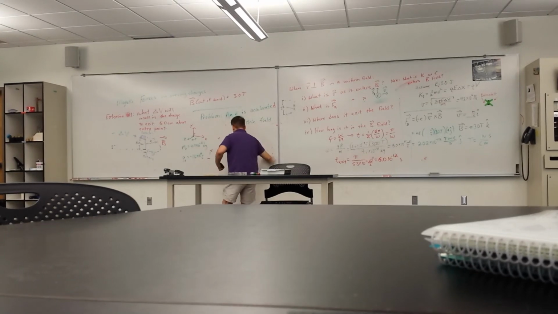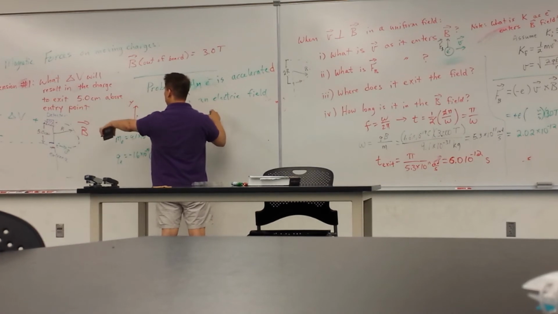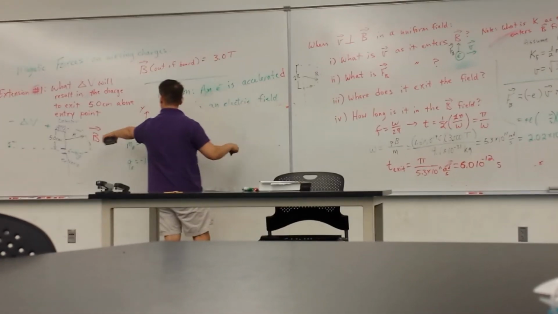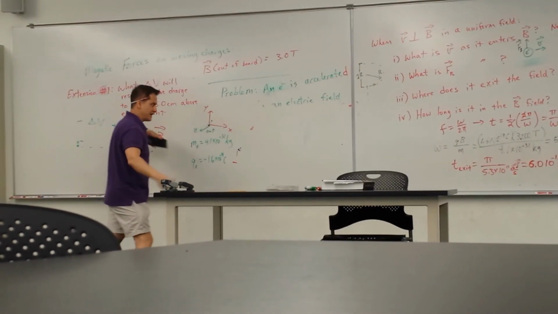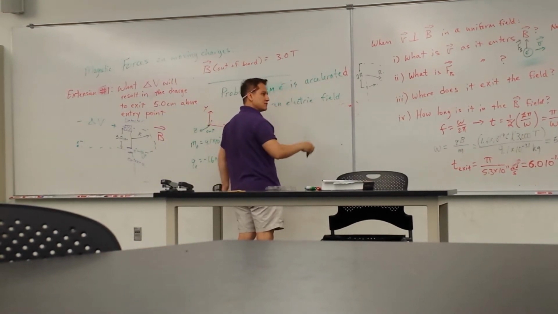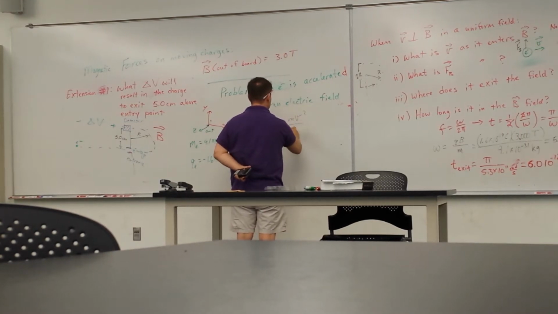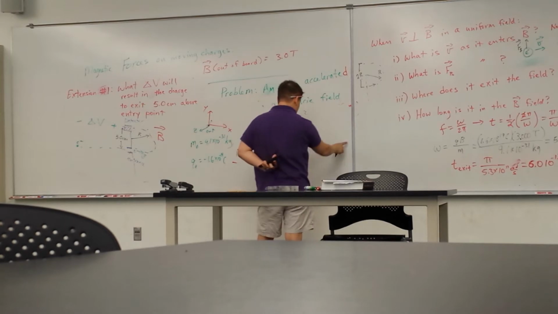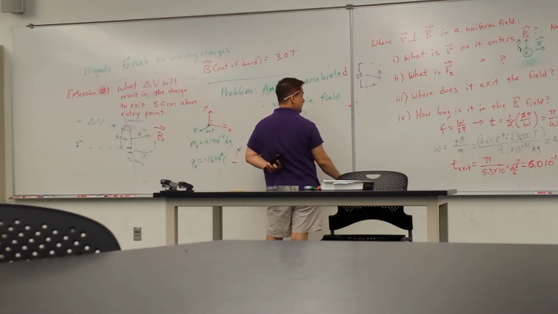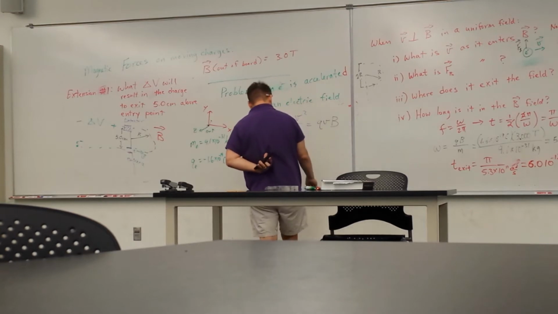Wait, what question are we on? I'm lost. Well, how much calculated voltage do you need to bring the radius up to the 5 centimeter exit point? Got it. So we've got mv squared over r should correspond to qvB, right? Or E, if you will.